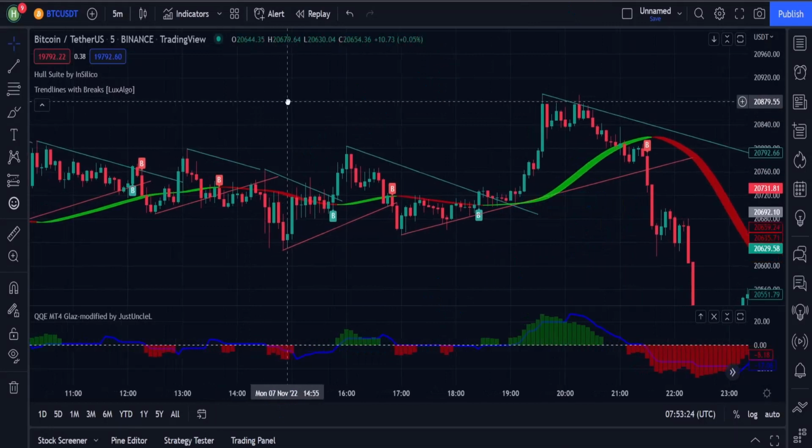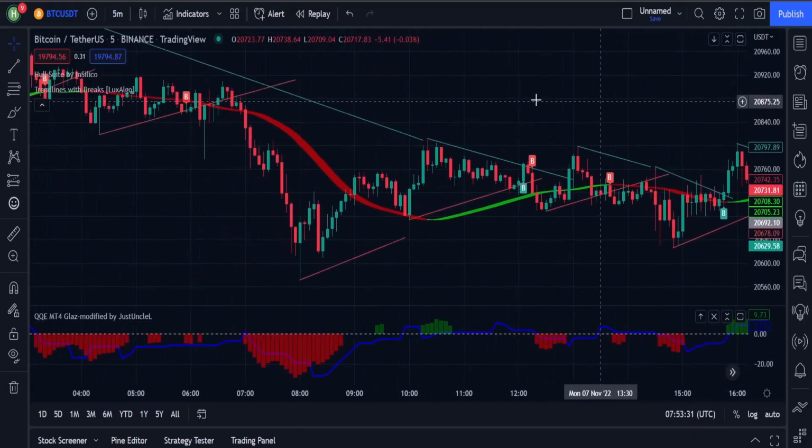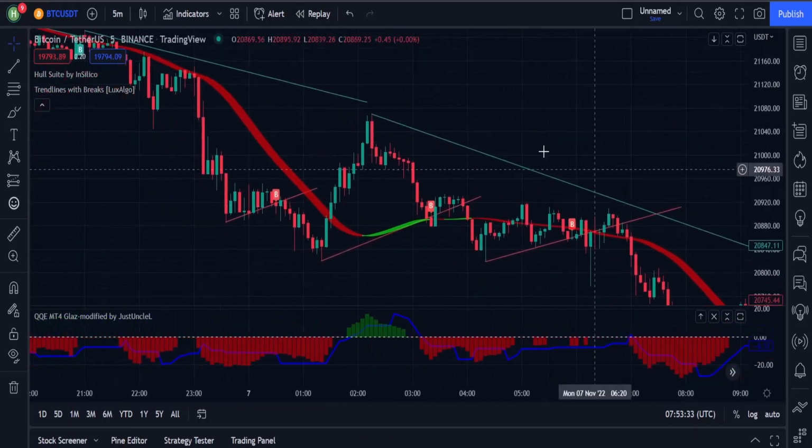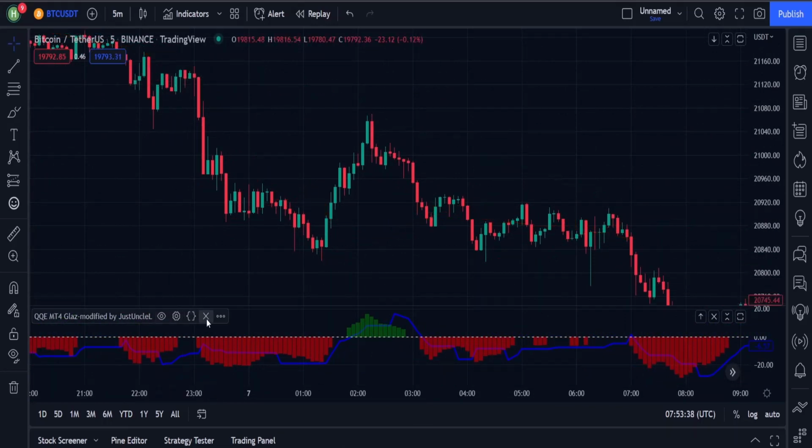Okay, so without further ado, let's get into it. So we're currently looking at the price of Bitcoin on a 5-minute time frame. And this is what our chart is going to look like when we're done setting up our indicators. I'll quickly cross these out so that I can explain everything from the beginning.